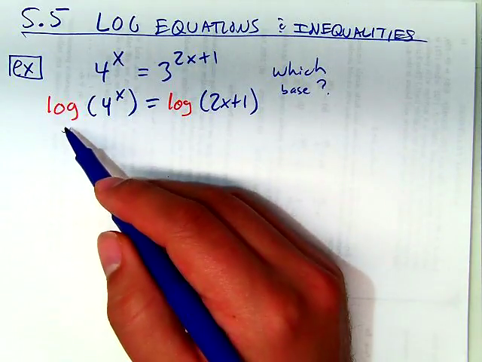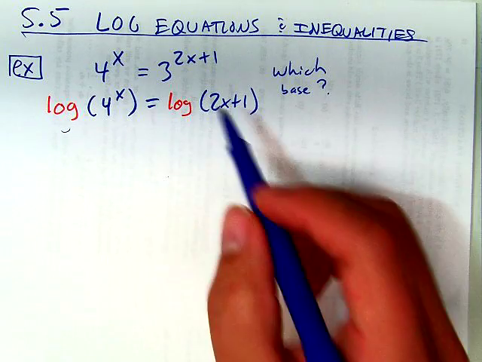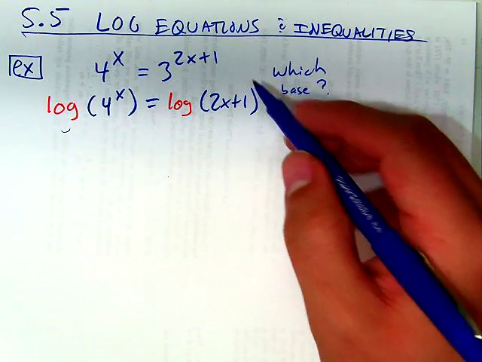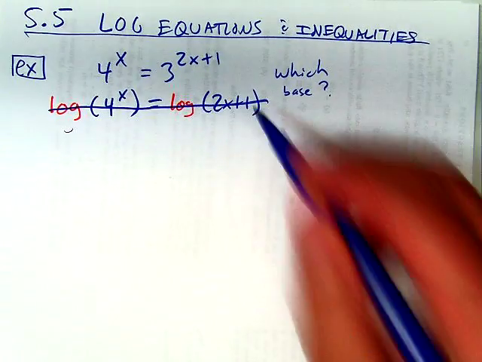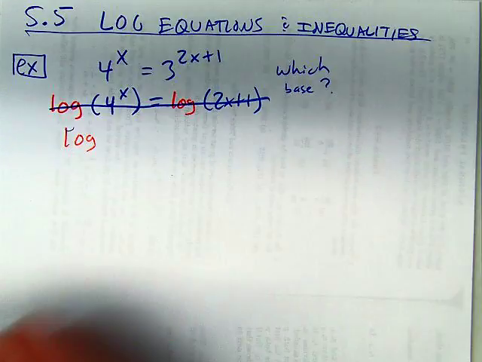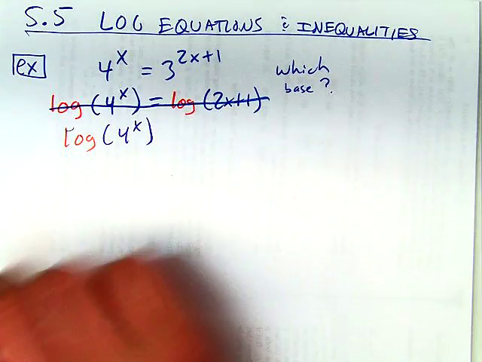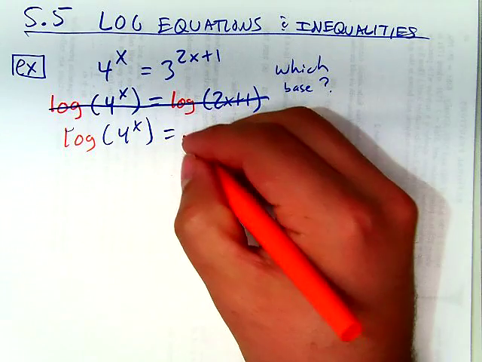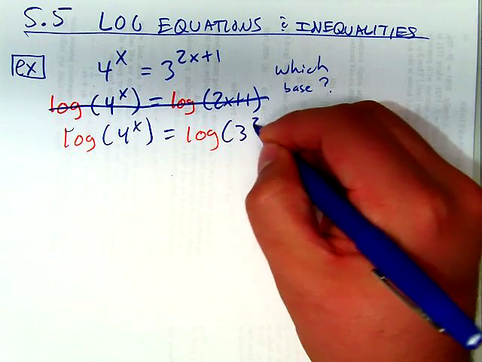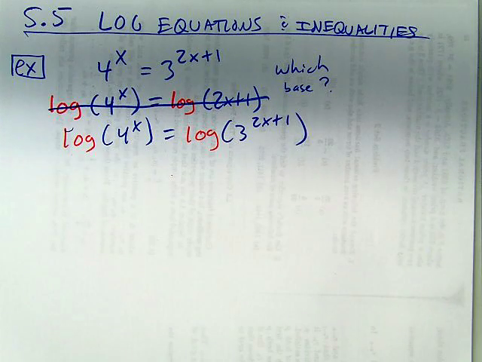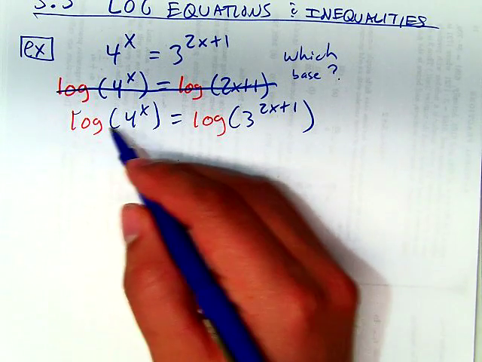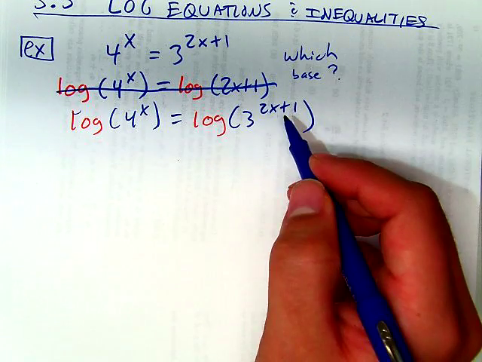Now, one of the reasons that this is a good move in this scenario, oop, I completely messed that up. Hold on one second. Just realized that this should say log of 4 to the x equals log, if we're taking the log of the right side, it's log of 3 to the 2x plus 1. There we go, that looks better. So we've taken the log of the left side, we've taken the log of the right side.